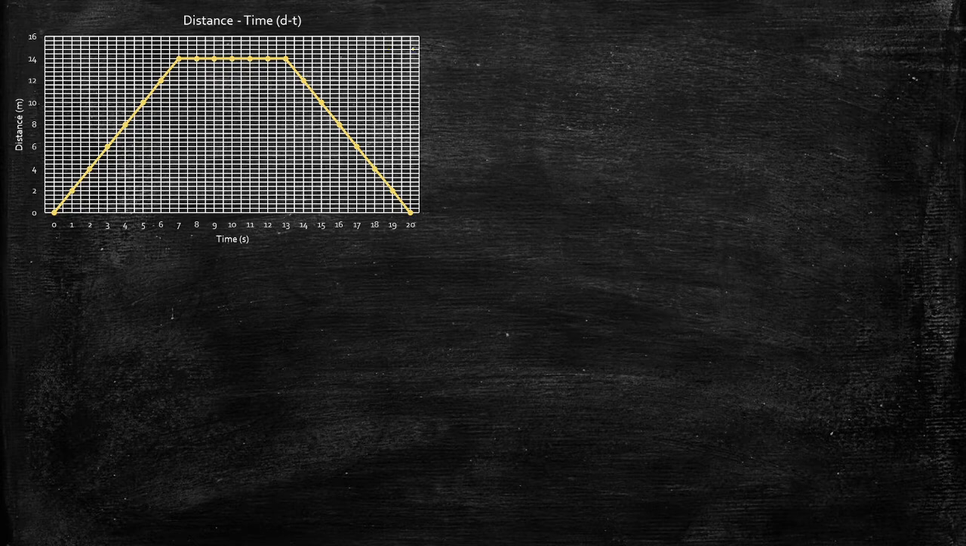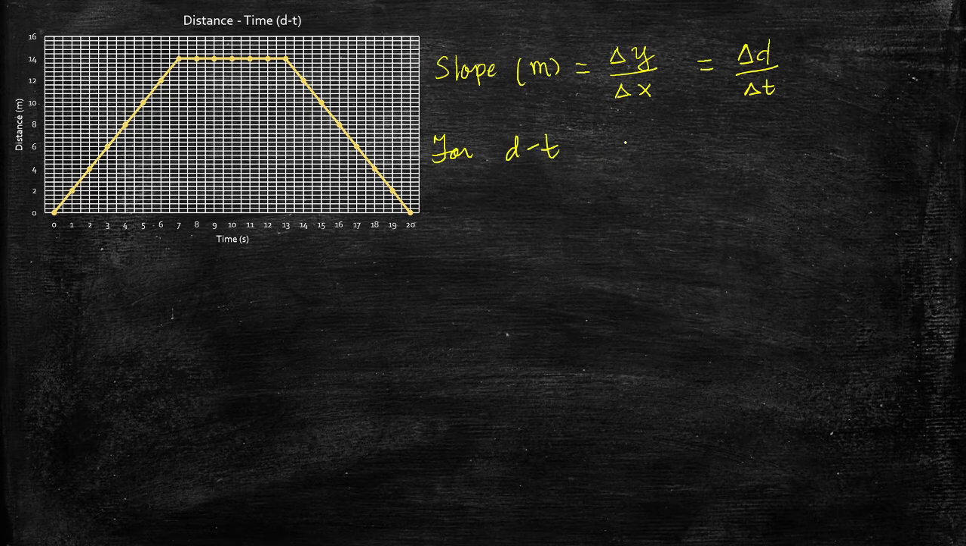One thing that we need to consider here is knowing the slope of a distance time graph. If we recall, slope is actually the change in the y-axis over the change in the x-axis. In this case, we have the change in distance over the change in time. We have to remember that for a distance time graph, the slope actually represents the speed.